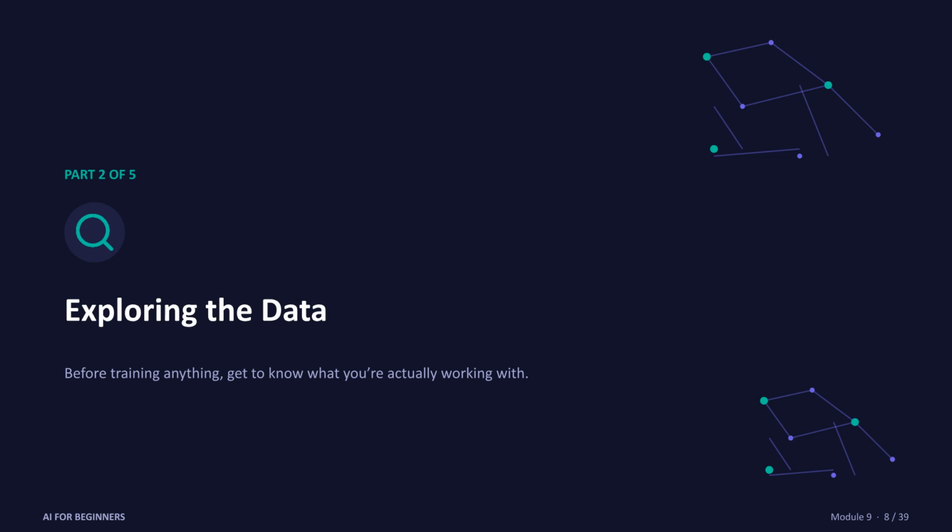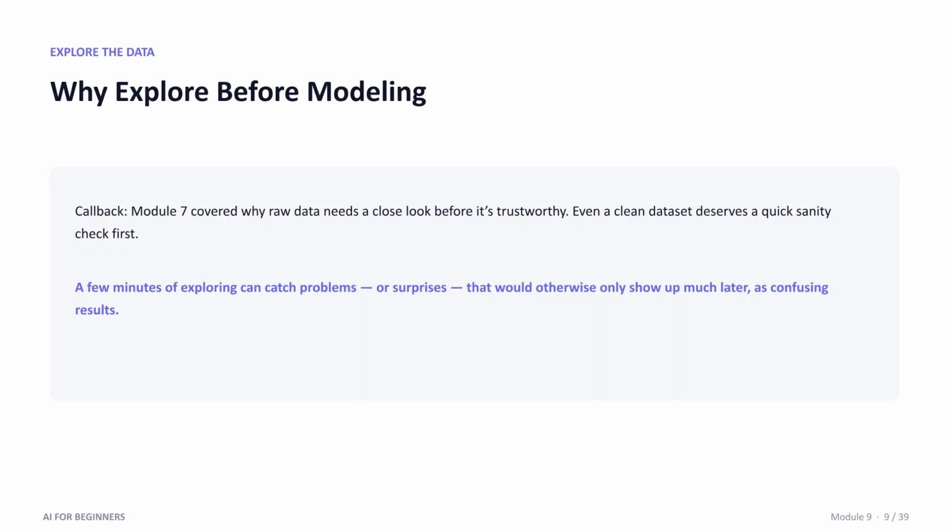Part 2 is all about exploring the data. It is crucial to get to know exactly what you are working with before you start the training process. As we learned in Module 7, you should never blindly trust raw data. A quick sanity check now can save you from a lot of confusion later. Even if a dataset looks clean, it pays to explore it first.